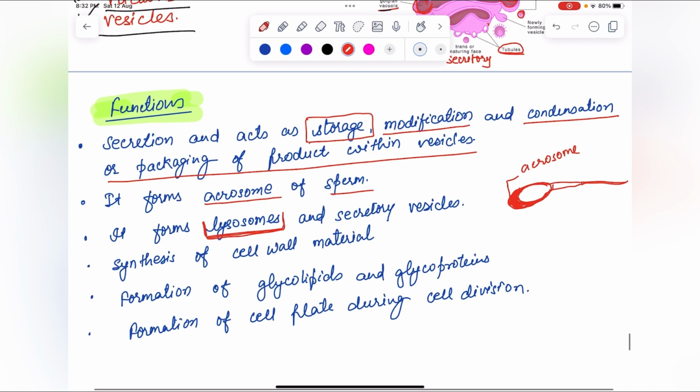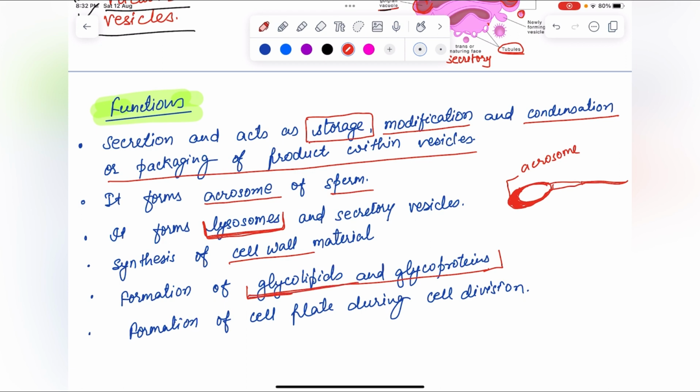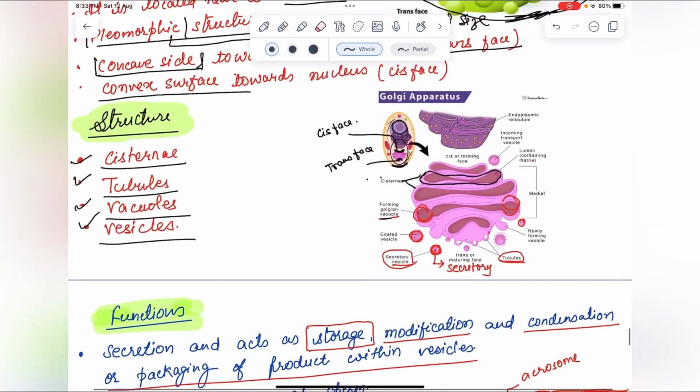Next, it helps in the synthesis of cell wall material. It means it helps in the synthesis of polysaccharides, which are required for formation of the cell wall. Formation of glycolipids and glycoproteins. These help in the formation of the cell membrane. Formation of the cell plate during cell division, dividing the two cells. So these are the functions of the Golgi apparatus.